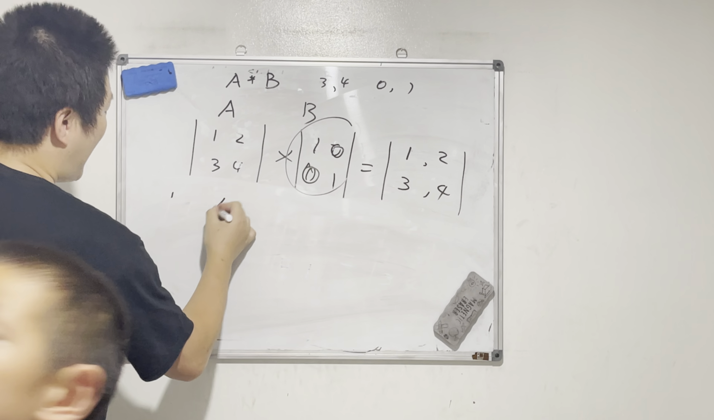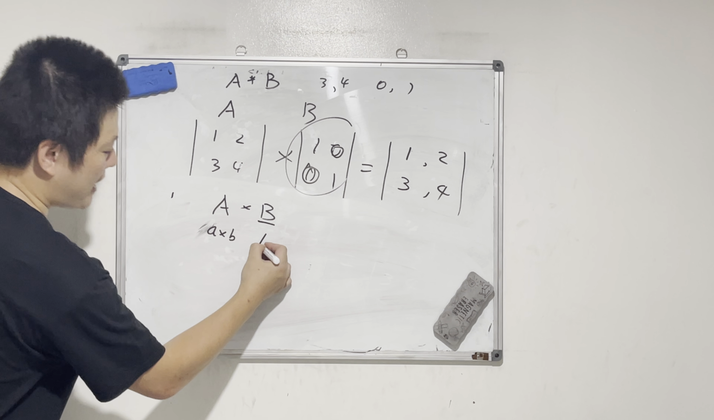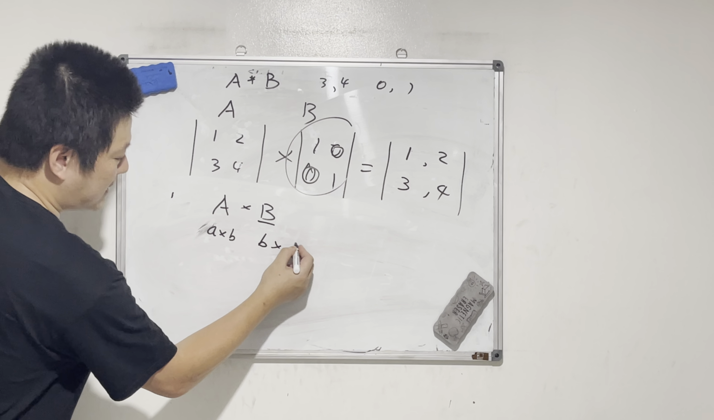Does it make sense? Look, A times B. Let's do this: A is A rows and B columns, and then B is B rows and C columns. So what's the dimension of the result C? Can you tell me? Come on. A matrix is A rows, B columns. B matrix is B rows, C columns. And the result is A times C. That's what I'm talking about. So any matrix times the identity matrix is itself, right?